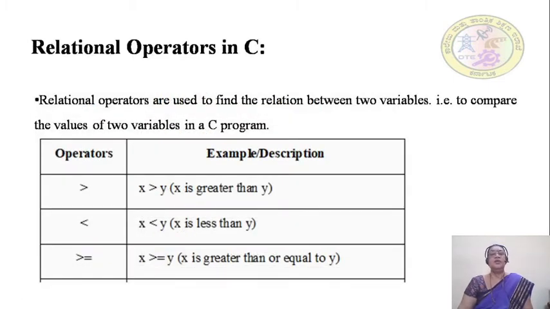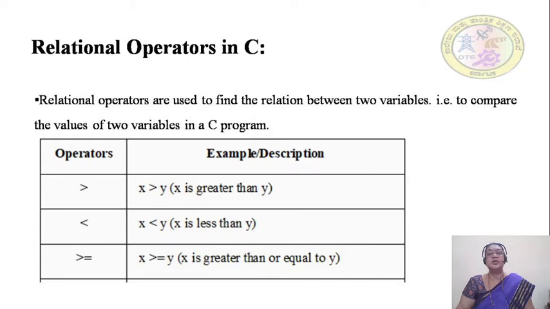Now we will move on to the next type of operator in C. We have studied arithmetic operators, then assignment operators. Now let us discuss relational operators in C. Relational operators are used to find the relation between two variables, that is, to compare the values of two variables in a C program.